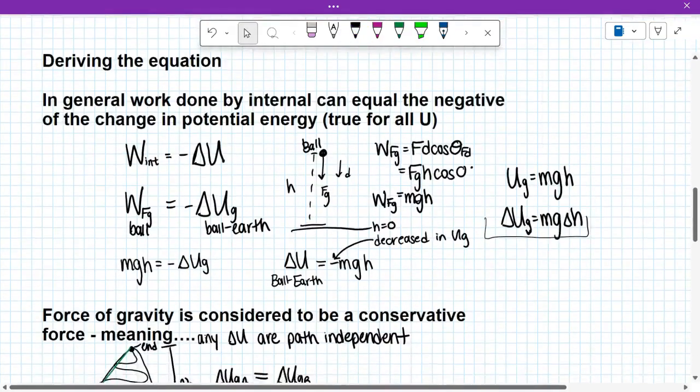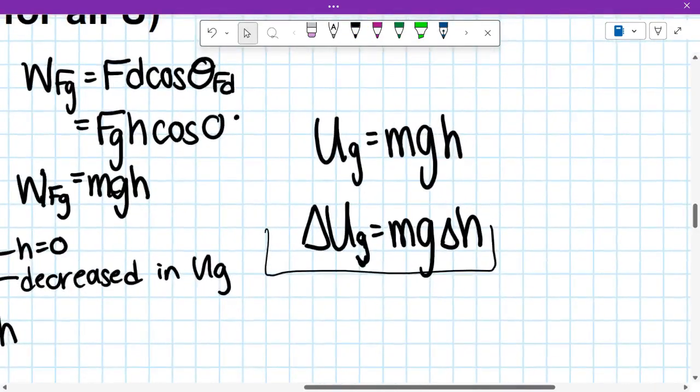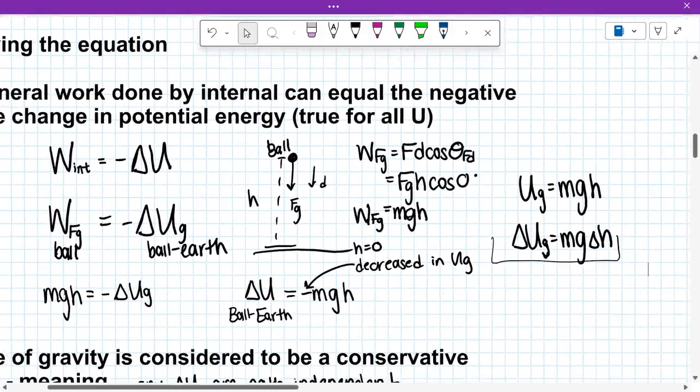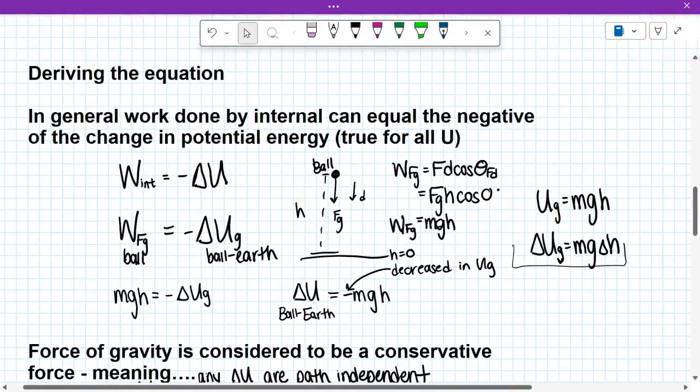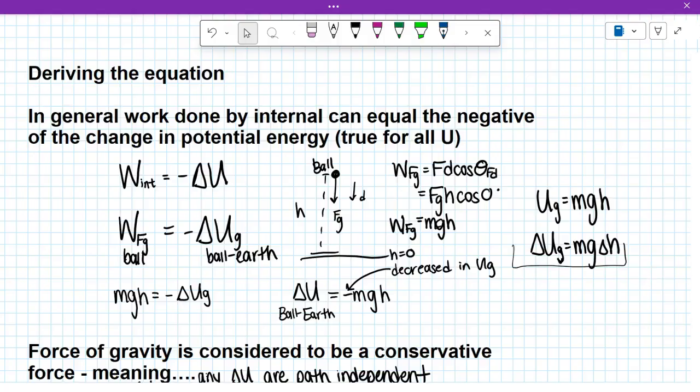Our equation for gravitational potential energy is mgh. We should add that to our energy section on our reference table, and that comes from calculating the work done by the force of gravity. Okay? As we know, the work done by any internal forces is equal to the negative change in potential energy. So as this ball fell, it lost potential energy, which makes sense why it had a negative mgh, because we had a decrease in potential energy.